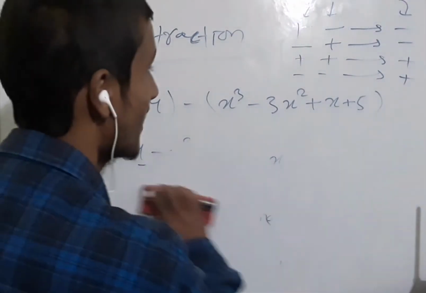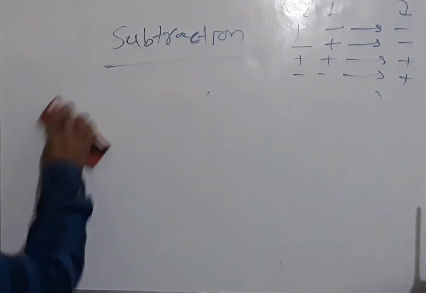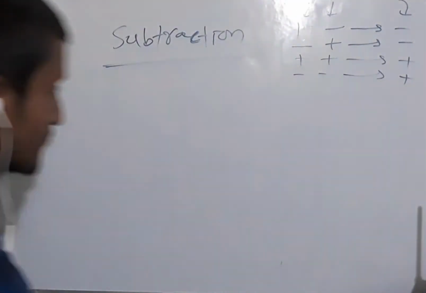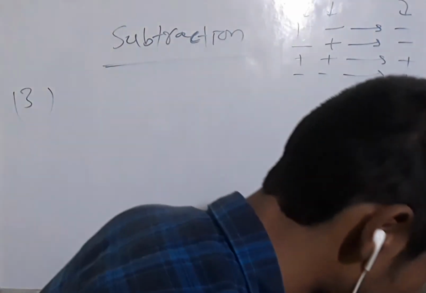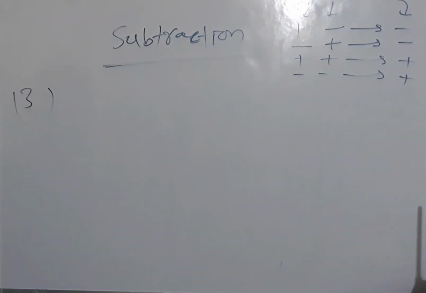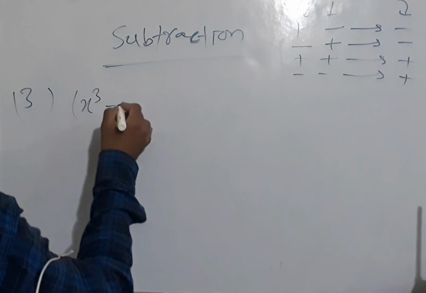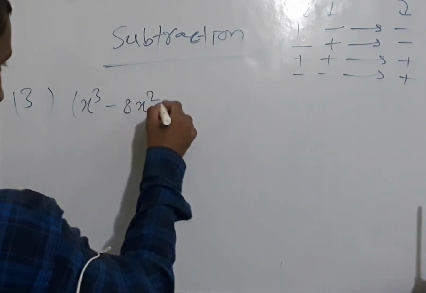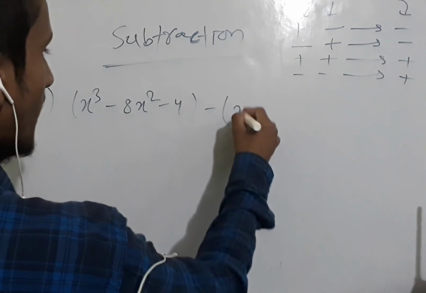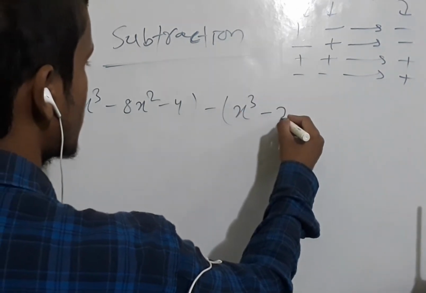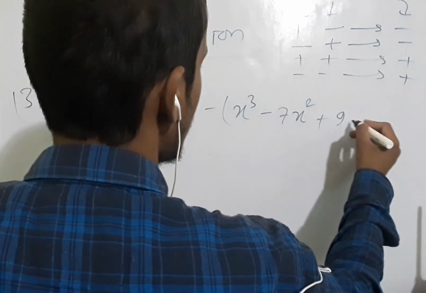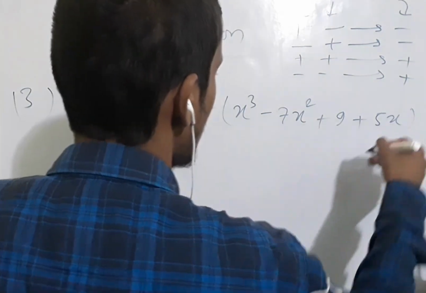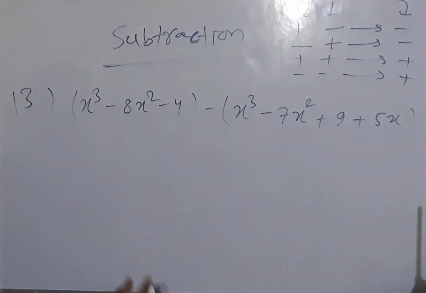So one thing is left, and that is your work. Lastly, this you have to do. This is the homework. This is what you actually have to do. So let's write the homework. This is not that hard. It's x cubed minus 8x squared minus 4 minus x cubed minus, let's write 7x squared plus 9 plus 5x. So this is what you have to subtract. This is for you, this is what you have to do.